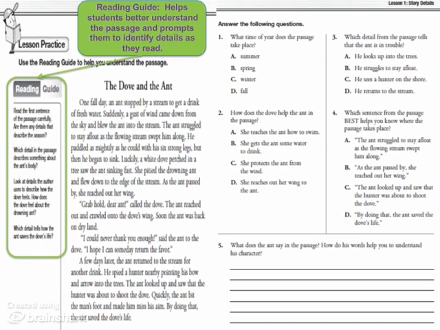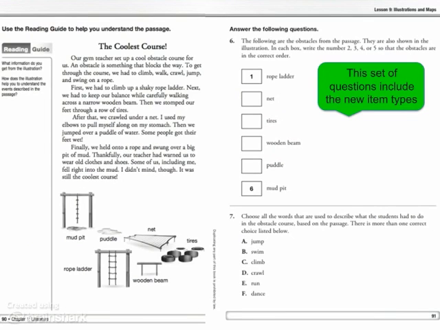The first set of lesson practice questions includes multiple choice and short answer comprehension questions to go along with the reading passage. The second set of lesson practice questions include an additional passage followed by questions that reflect the new item types of the new Common Core assessments.